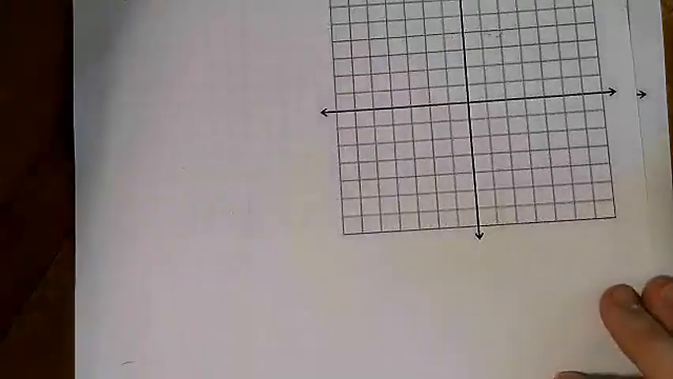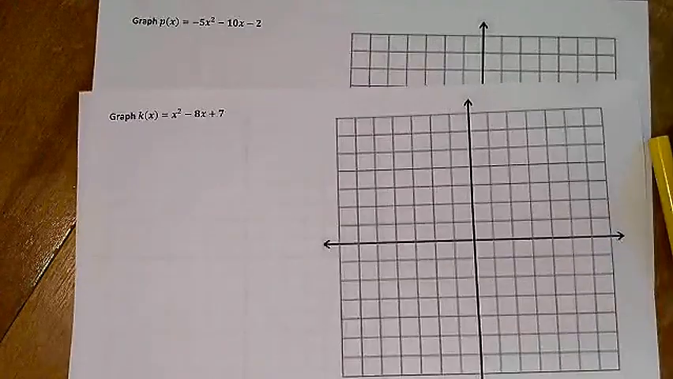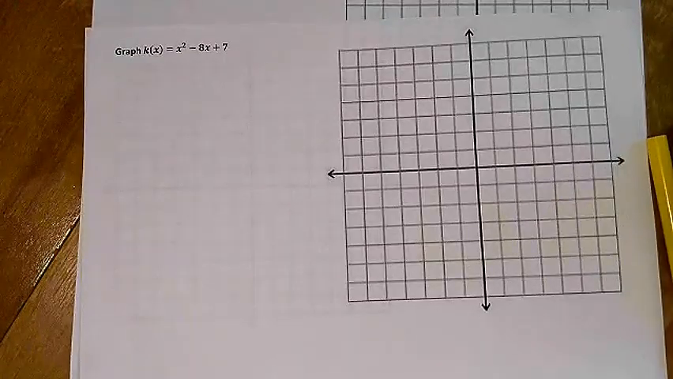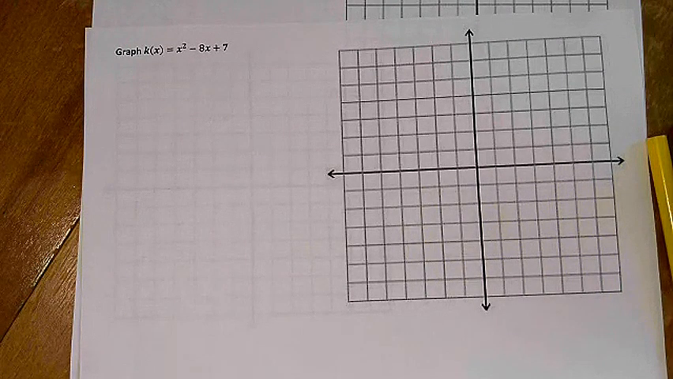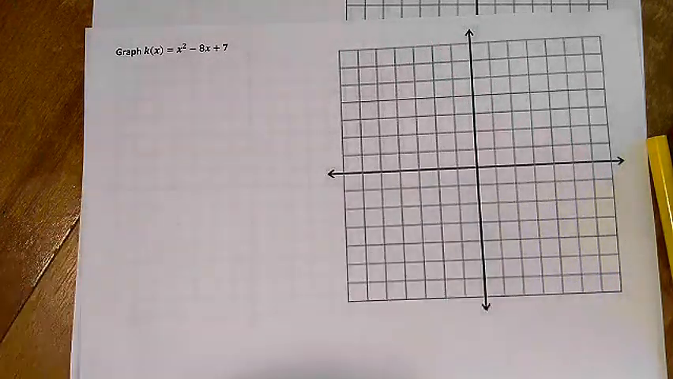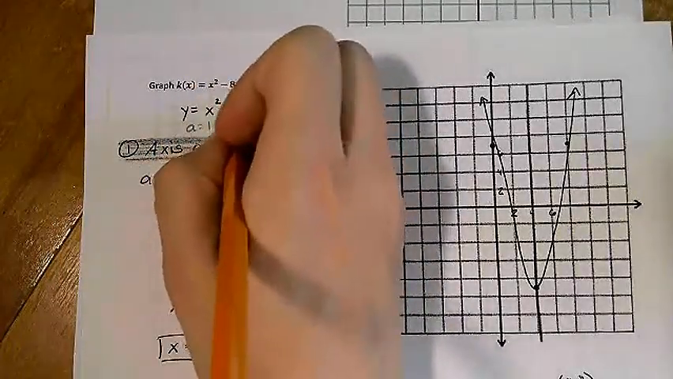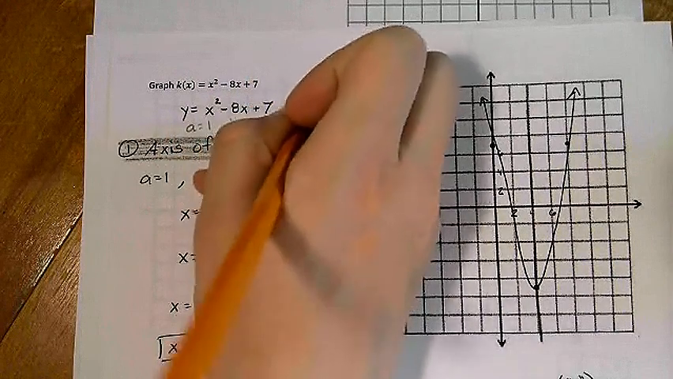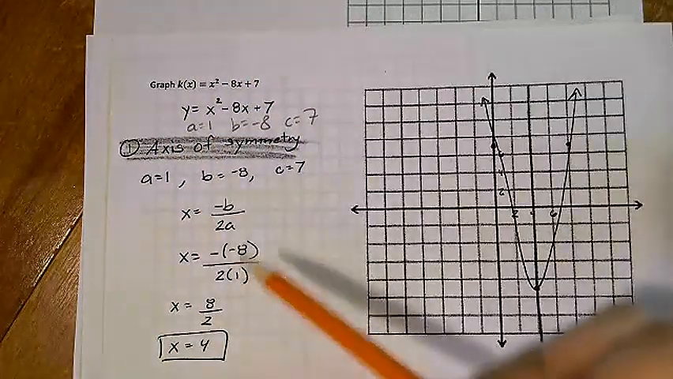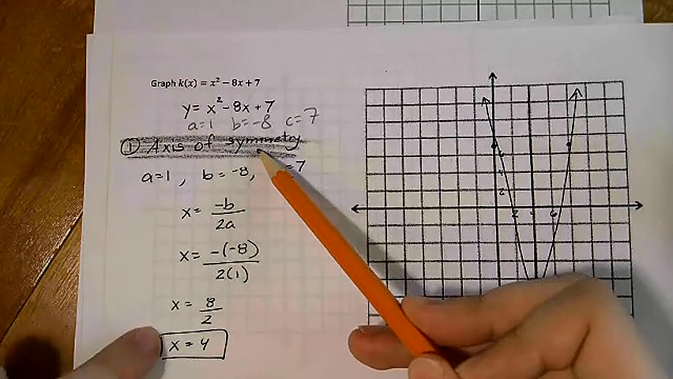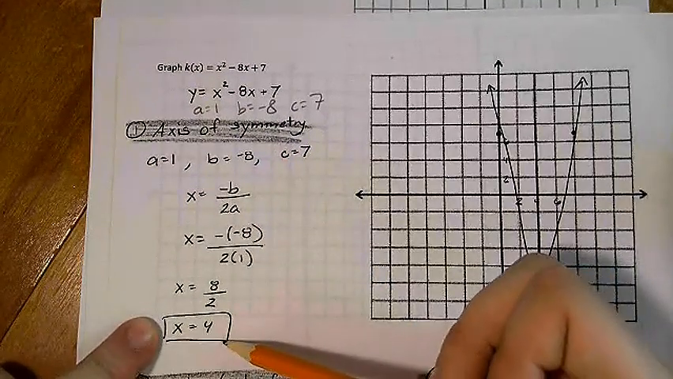All right, try the next one. So flip it over, try the next one. It looks something like this: x squared minus 8x plus 7. Try it out, see what you get. So our a value for this one is 1, our b value is -8, and our c value is 7. When I plug that in for my axis of symmetry, I get x equals 4.